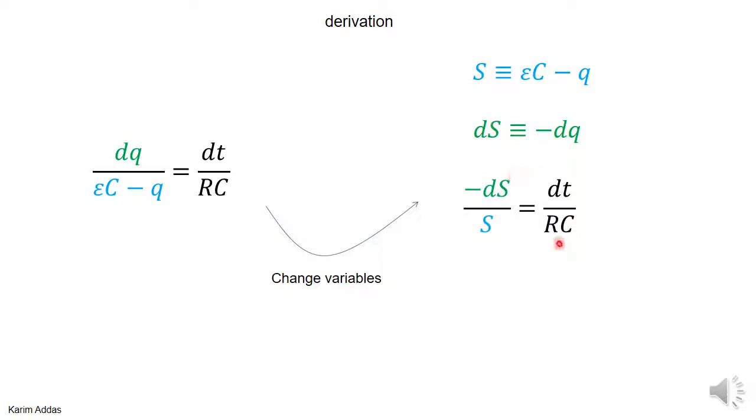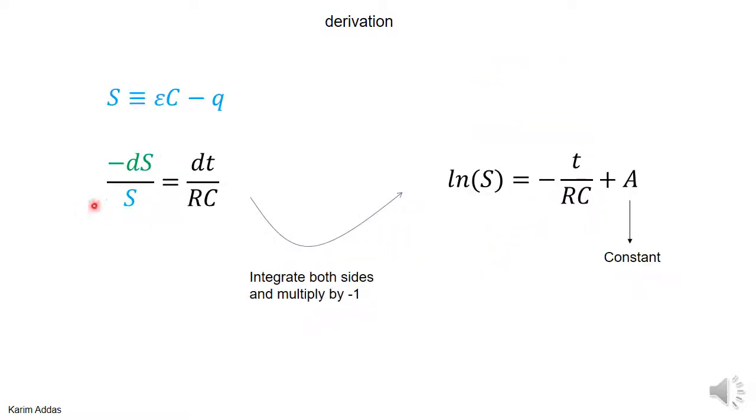So this will make it a bit easier when you come to do the integration, because the integration of ds over s is just simple to do. So I just put it this way to make it very clear. So we have now minus ds over s and dt over RC on the other side. When you integrate both sides and you multiply by minus 1, multiply by minus 1, this goes. What's the integration of ds over s? ln s. And what's the integration of minus dt over RC? It's minus t over RC. But then you have to add a constant, an arbitrary constant.